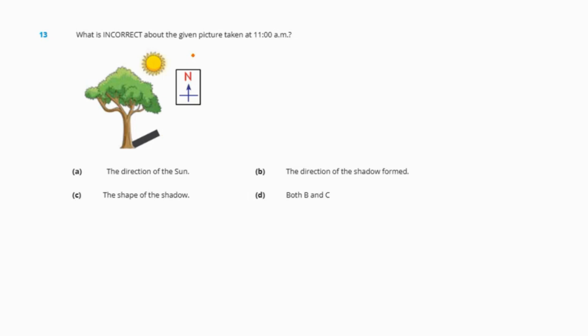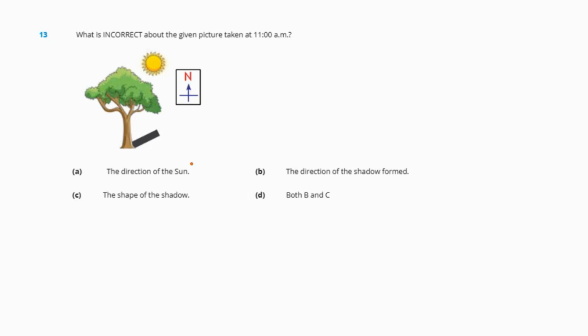Next. What is incorrect about the given picture taken at 11 a.m.? Okay, so the given picture is taken at 11 a.m. 11 a.m. means that it is morning time only. So in the given picture, the sun is towards the east, right? So the shadow will form towards the west direction only, right? Always the shadow will form in the opposite direction of the light source. If the sun is in the east direction, the shadow will be in the west direction, right?